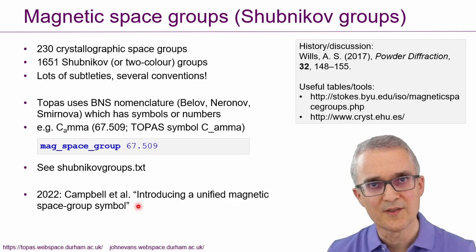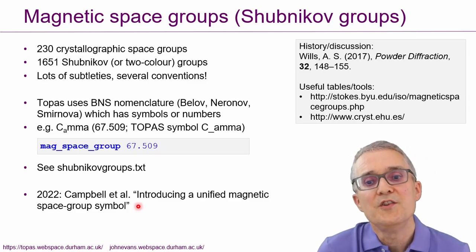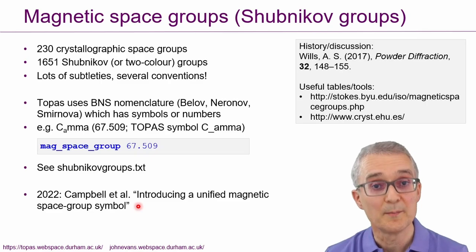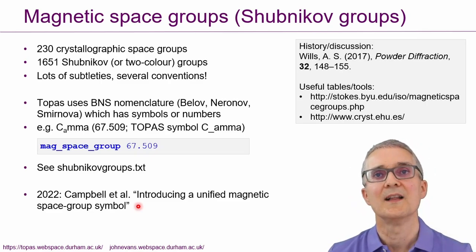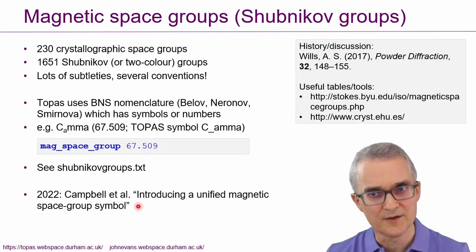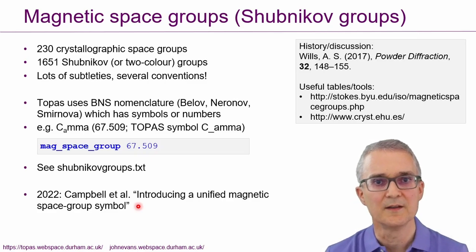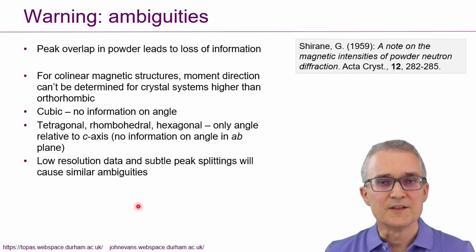There was a paper in 2022 by Branton Campbell and colleagues which describes a new system for labeling magnetic space groups, which is hopefully a little bit more logical and a little bit easier to understand than the historic convention. So I think in the future that will hopefully become the standard that people use. Good, so enough about symmetry.